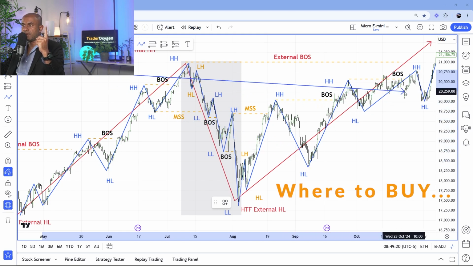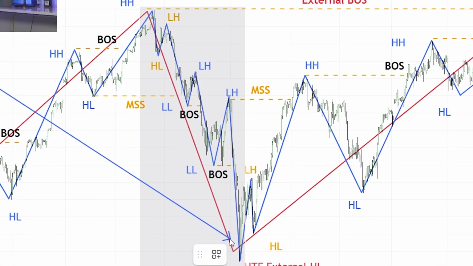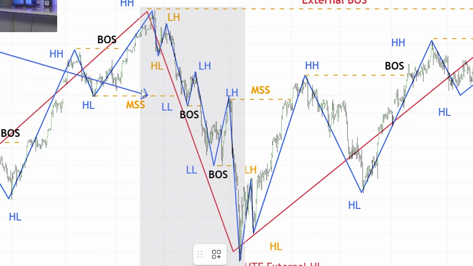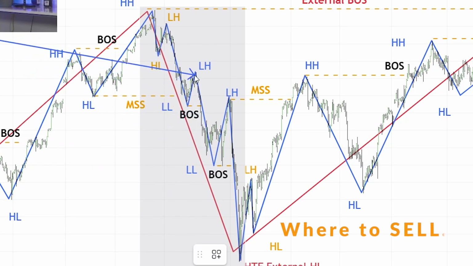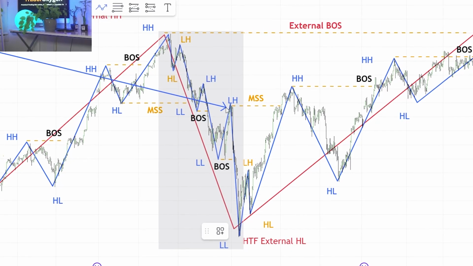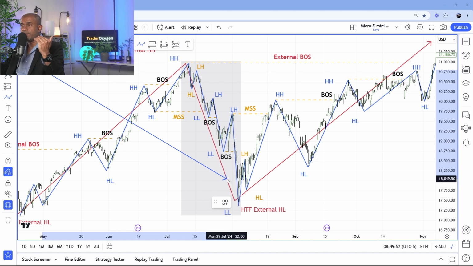That's option number one. Option number two is, if this pullback is too long, let's say nearly 1 month or 2 months, that can happen. If that's the case, after you see the market structure shift and you understand the daily has gone into the pullback, you can start selling in the 4 hour pullback locations. However, you do it very conservatively and very carefully, and you sell only until the daily pullback is over. How do you know whether the daily pullback is over?